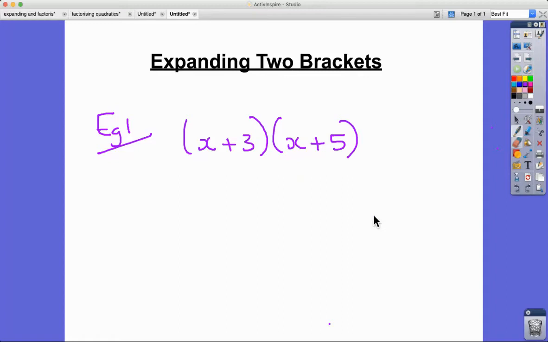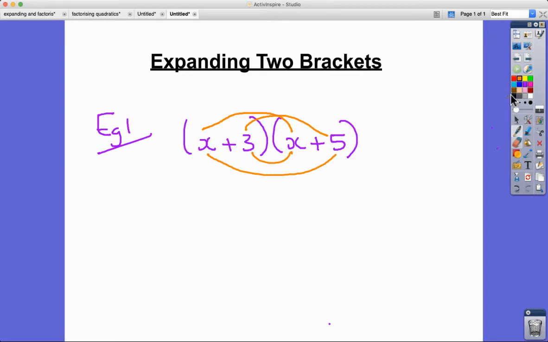On expanding two brackets. Now in this first example, we're going to multiply together x plus 3 and x plus 5. So basically what that means is that everything in this bracket is going to be multiplied by everything in this bracket. And the way that I like to teach this is that I make this into a smiley face. Let me show you, and hopefully you can see the smiley face if you've got a good imagination. There's the left eyebrow, there's the right eyebrow, there's the nose, and there's the mouth.